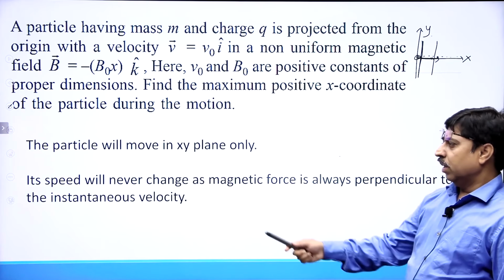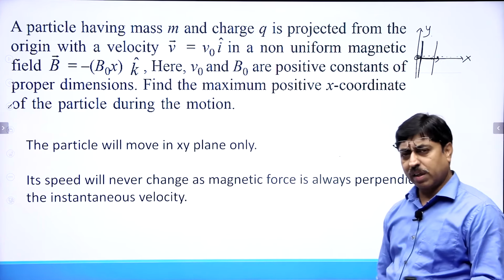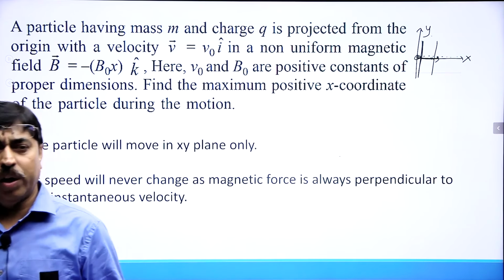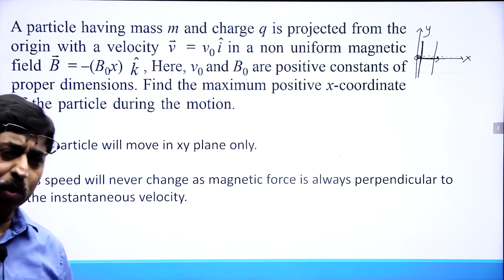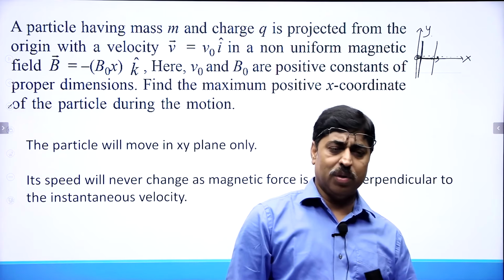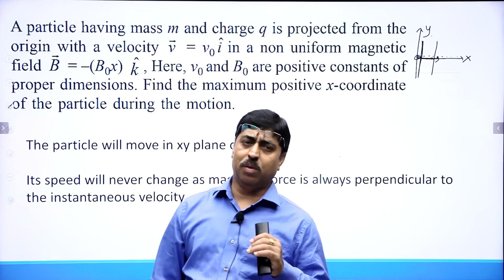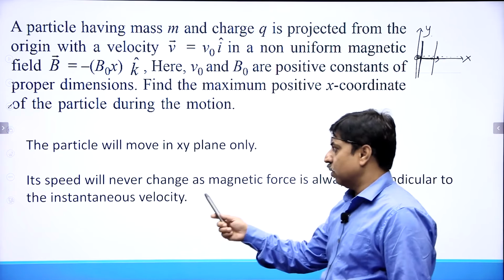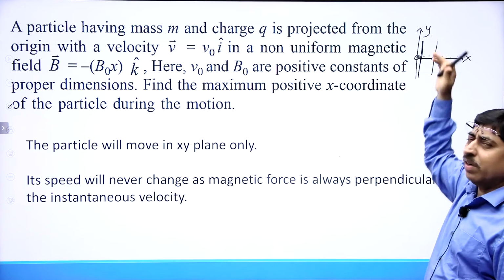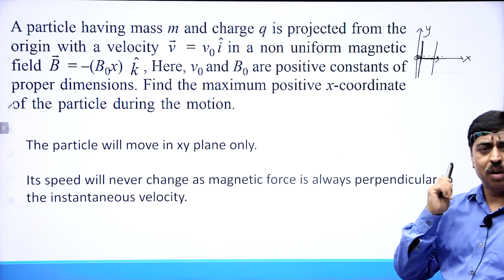Another fact is, its speed will never change as magnetic force is always perpendicular to the instantaneous velocity. I hope all of you know this, that if a charged particle is moving under the influence of a magnetic force, then its speed never changes. Magnetic force never performs any work on the particle. Magnetic force is always perpendicular to velocity of the particle. So, its speed will remain V naught, though the direction of velocity will keep on changing. But the magnitude of velocity, that is the speed, is not going to change.